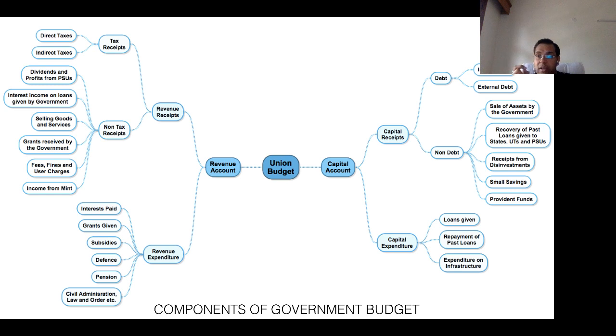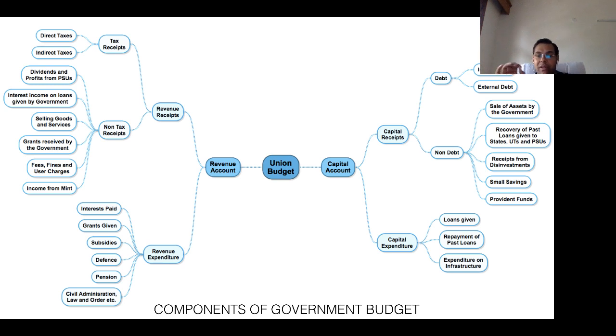Debt receipts are what? Internal debt receipts. Internal debt matlab whatever debt you have raised internally, from the people. External debt is whatever debt you have raised from international institutions, other countries, governments. Then you have non-debt capital receipts: sale of assets by the government, recovery of past loans given to states, UTs and PSUs, receipts from disinvestments, small savings, provident funds. These are all non-debt receipts. Debt receipts and non-debt receipts are capital receipts.